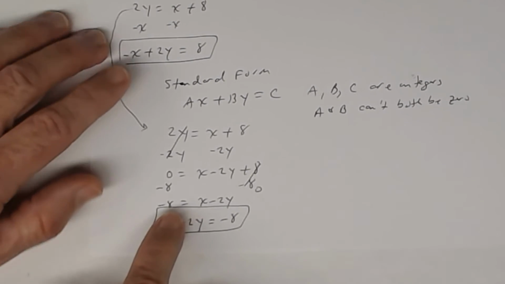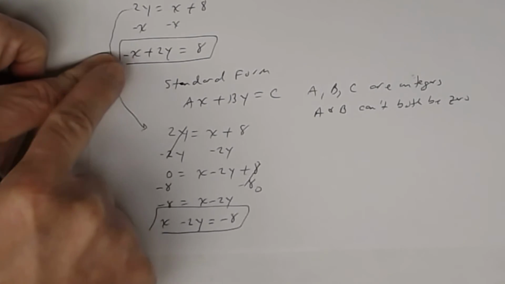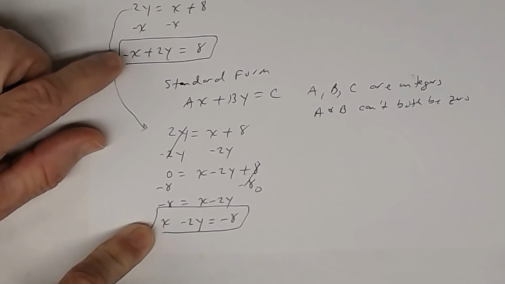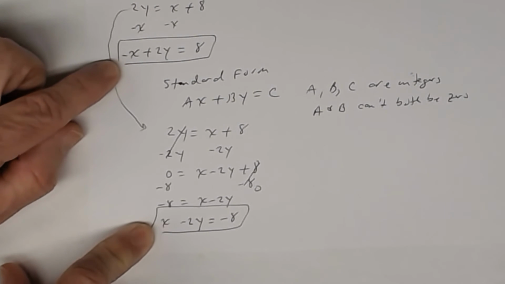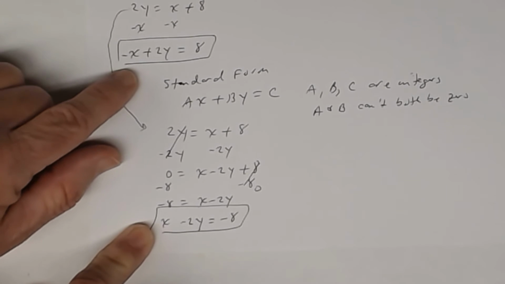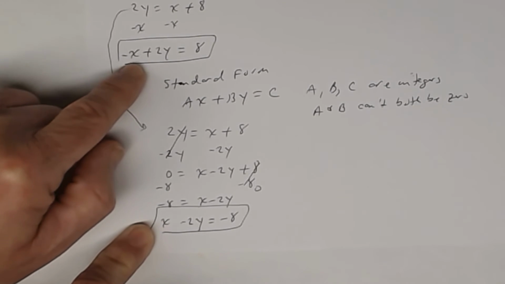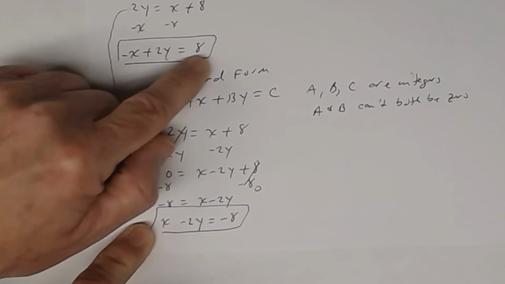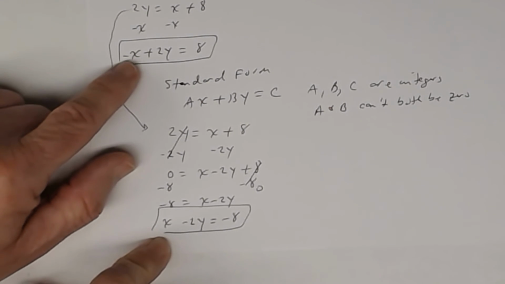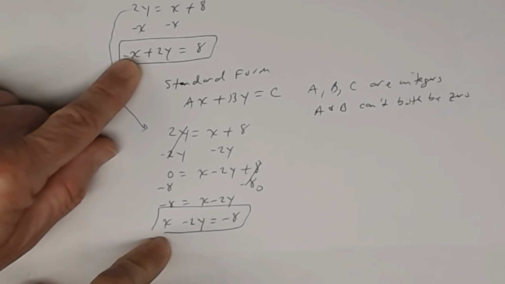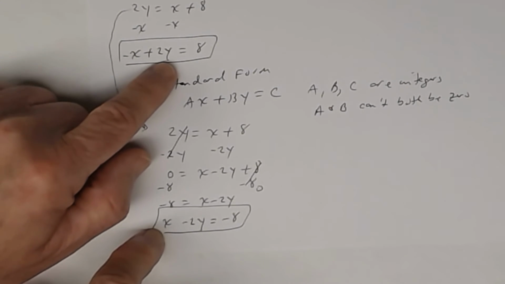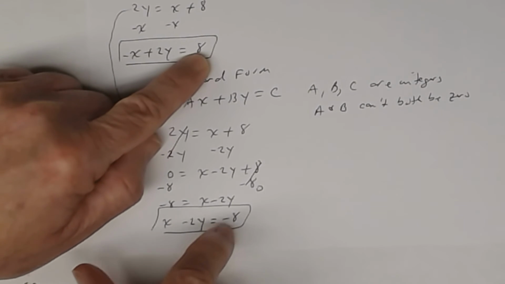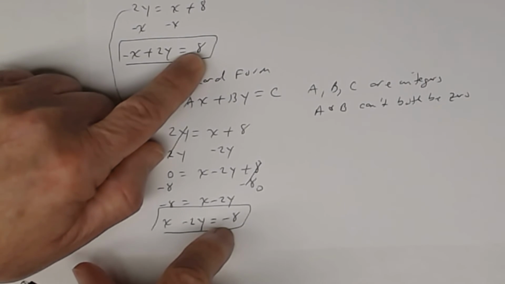So the point is this: these two equations right here, although they don't look exactly the same, they are the same line. All we did was multiply. If you look at this, I multiplied this side by negative 1, and this by negative 1 is really what's happening. So negative 1 times a negative x is a positive x. Negative 1 times 2y is a negative 2y. Negative 1 times 8 is a negative 8.